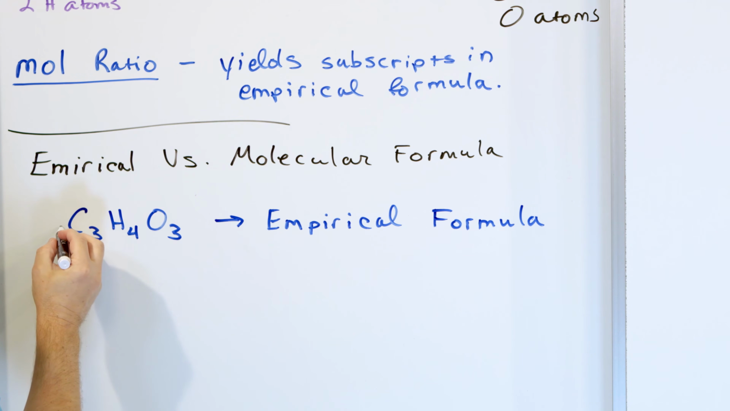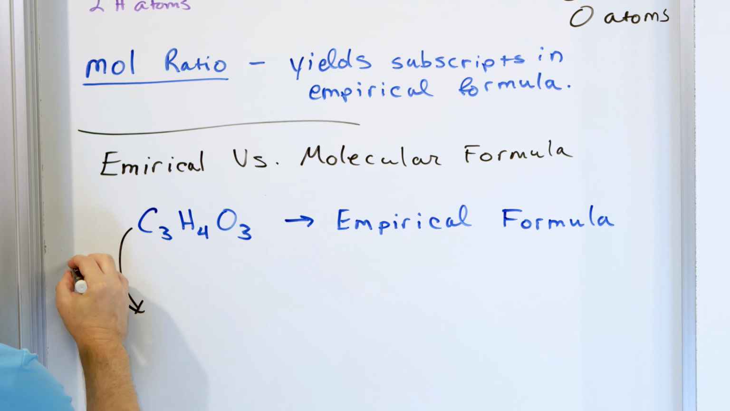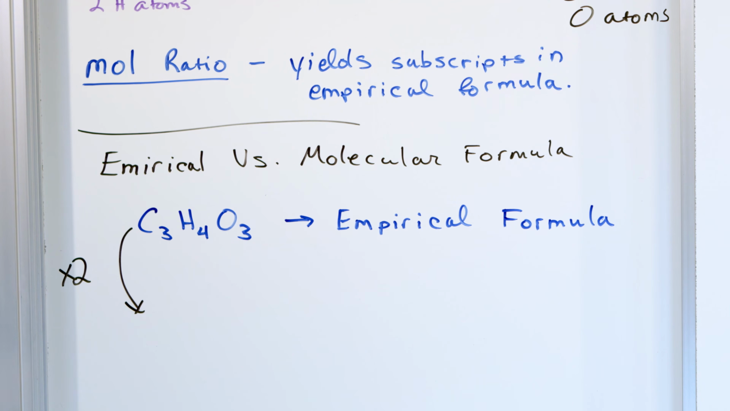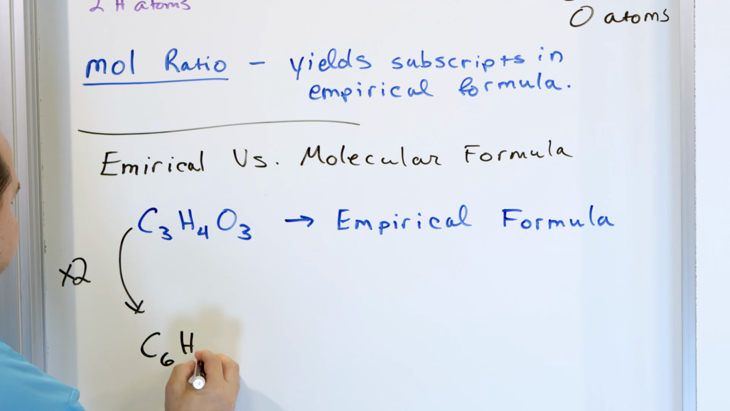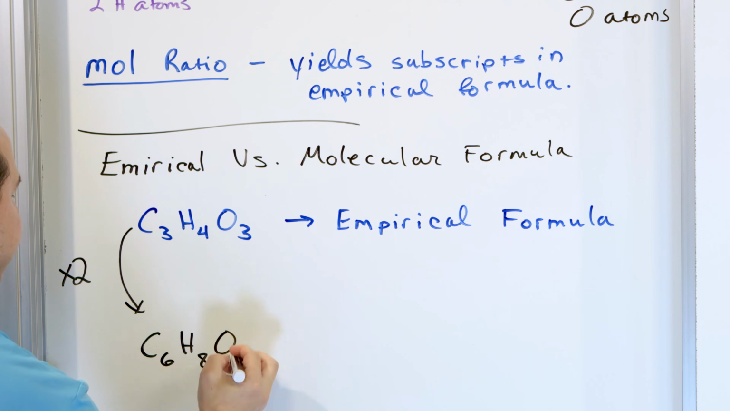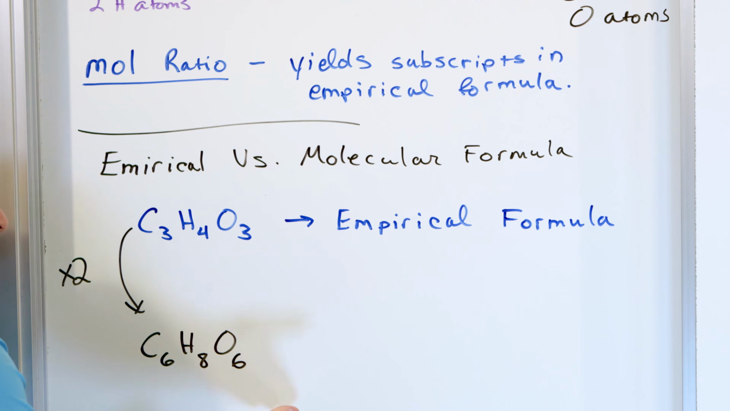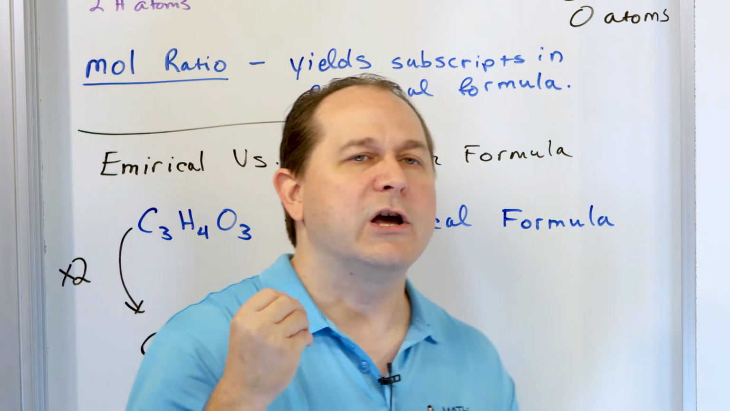So what if you take this molecule here, and let's say you multiply everything times 2. Every subscript times 2, right? So what you would get in that case is C, and then 3 times 2 is 6, and you would get H, 4 times 2 is 8, and then you'll get oxygen, 3 times 2 is 6. So here's a new formula, but it cannot be the empirical formula because the empirical formula comes from measurements in the lab.